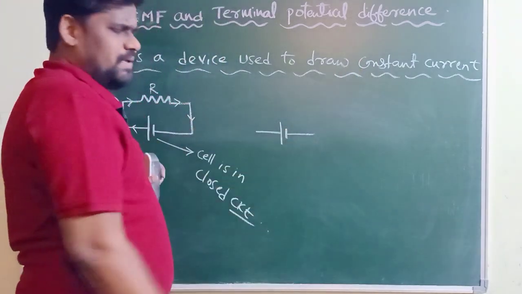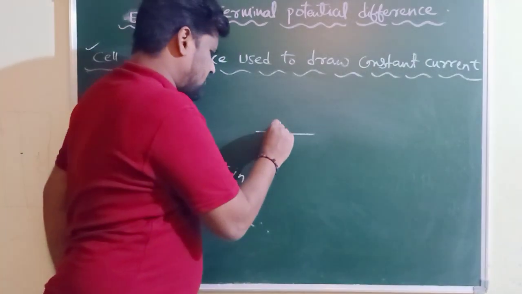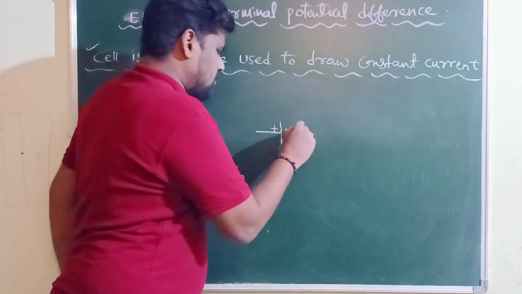Suppose the cell is kept as it is. This is the positive terminal of a cell and this is the negative terminal of a cell.